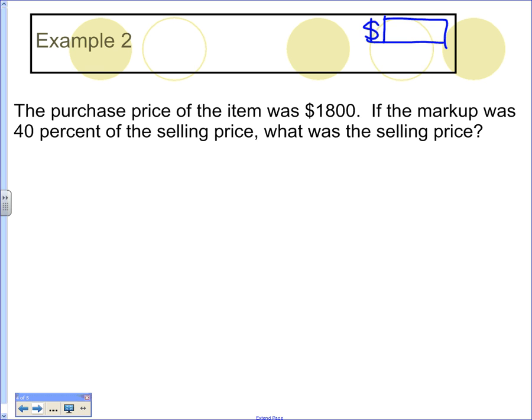All right, purchase price of the item was $1,800. The markup was 40% of the selling price. What was the selling price? No, that's fine.